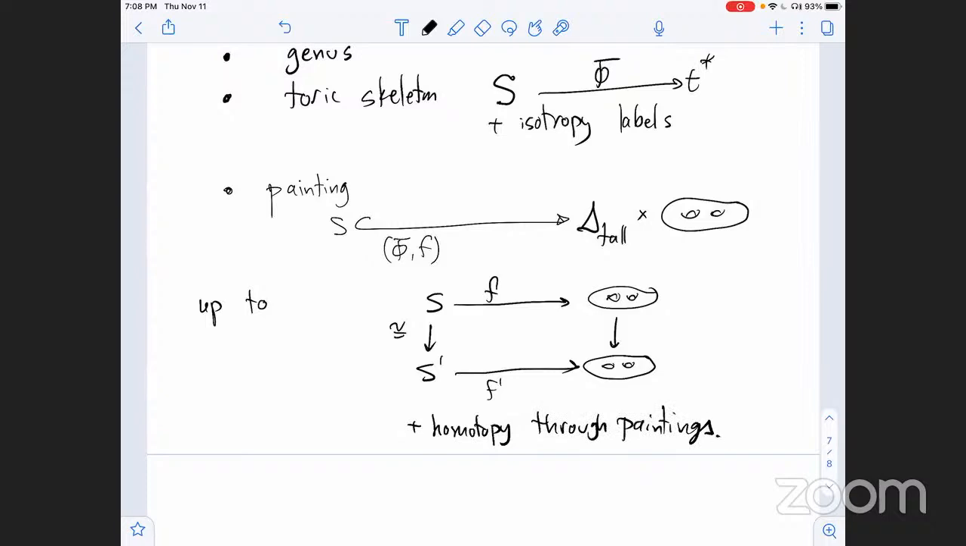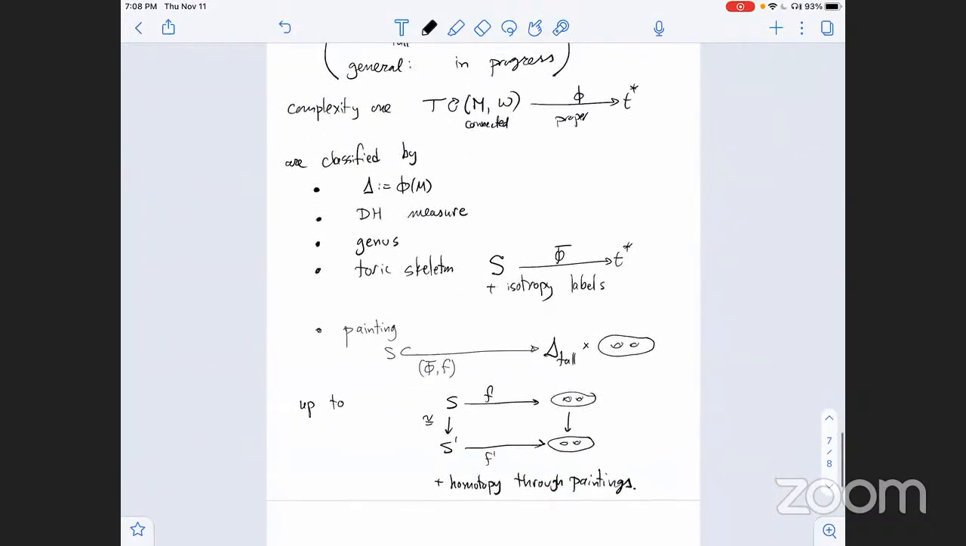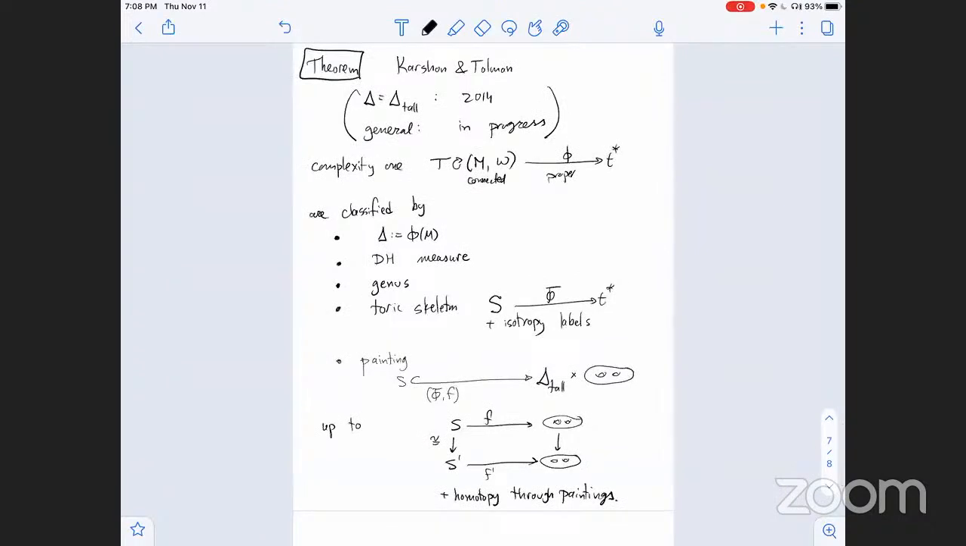So this is the most interesting invariant. And that completes, let me maybe zoom out, that completes the uniqueness part of the classification. What is a complete set of invariants? There's also an existence part of the classification, namely which invariants can occur.